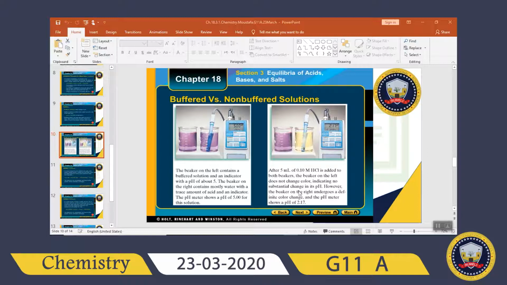However, the beaker on the right undergoes a definite color change. Why a definite color change? Because the indicator is now in an acidic media, so the pH is now 2.17. The color will change from purple color to yellowish color, and the pH meter shows a pH of 2.17. So it is acidic media because you don't have in this solution any buffer that will establish the pH.